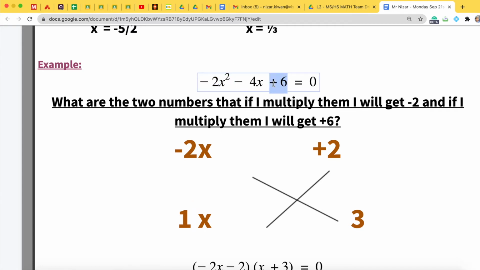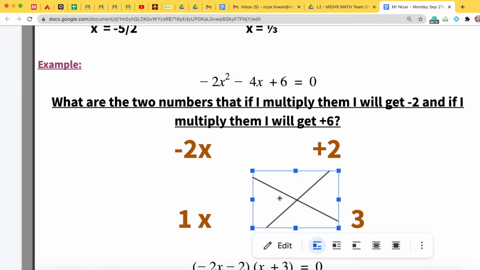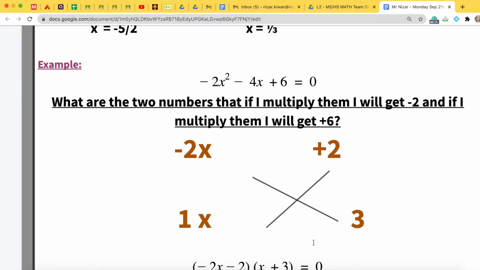Now here, see. What are the two numbers that if I multiply them by each other I will get 6? Let's try 2 and 3. I will write them under each other. Then I will do the cross multiplication. Negative 2x times 3 is negative 6x. 1x times 2 is 2x, so negative 6x plus 2x is negative 4x, which is working.